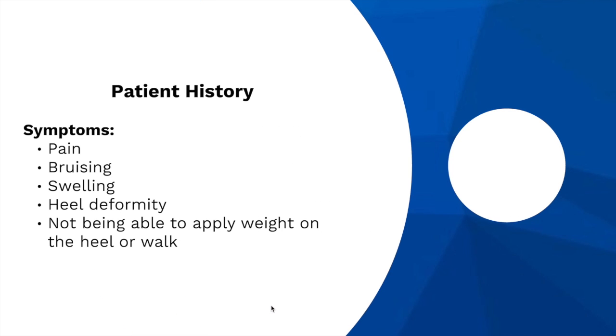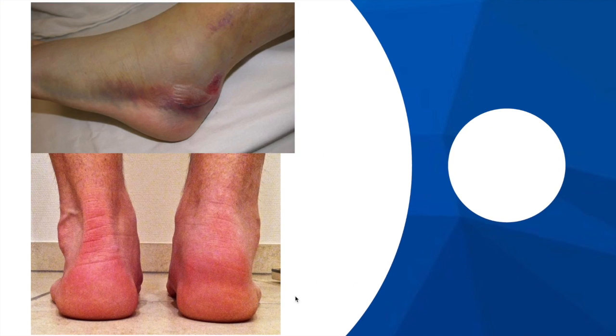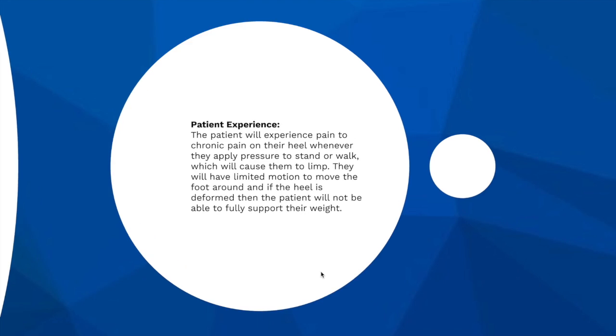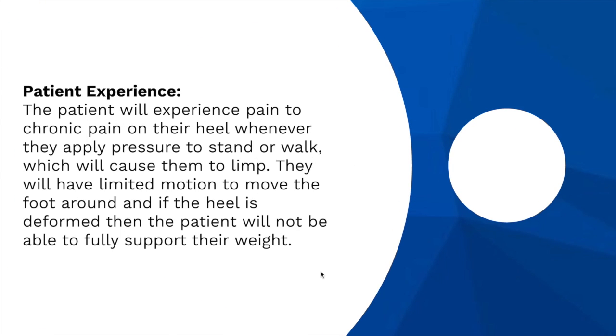Some of the symptoms the patient may have will be pain, bruising, swelling, heel deformity, not being able to apply weight on the heel or walk. Here is a picture of a sprained ankle and a deformed calcaneus. The patient will experience pain to chronic pain on their heel whenever they apply pressure to stand or walk, which will cause them to limp. They will have limited motion to move the foot around, and if the heel is deformed, then the patient will not be able to fully support their weight.